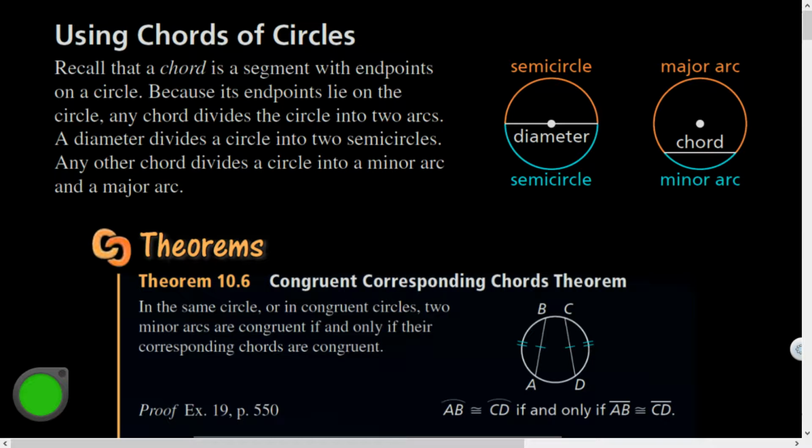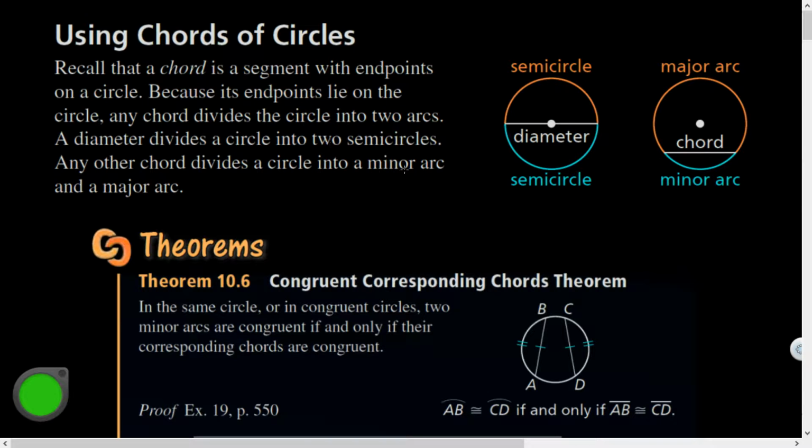Chords. Recall that a chord is a segment with endpoints on a circle. Because its endpoints lie on the circle, any chord divides the circle into 2 arcs. I think you can imagine that. Every chord divides a circle into 2 arcs. A diameter will divide a circle into 2 semicircles.